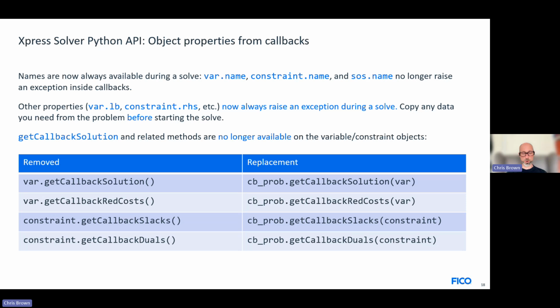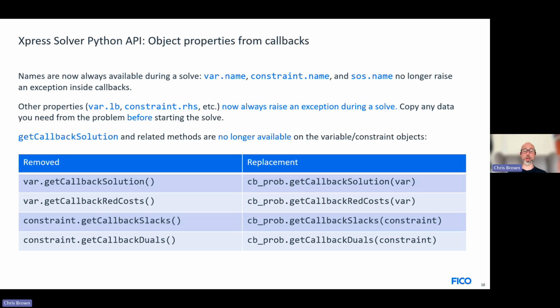Okay, now I'd like to talk about some changes in behavior relating to accessing the properties of objects like variables and constraints while in a callback. In a multi-threaded solve, several callbacks could be accessing the same variable, and this could lead to some potential issues. In particular, accessing a property of a variable from a callback, like its upper bound, sometimes raised an error and sometimes succeeded, and that would depend on whether the callback was running on the main optimizer thread. We've now made this behavior more consistent.